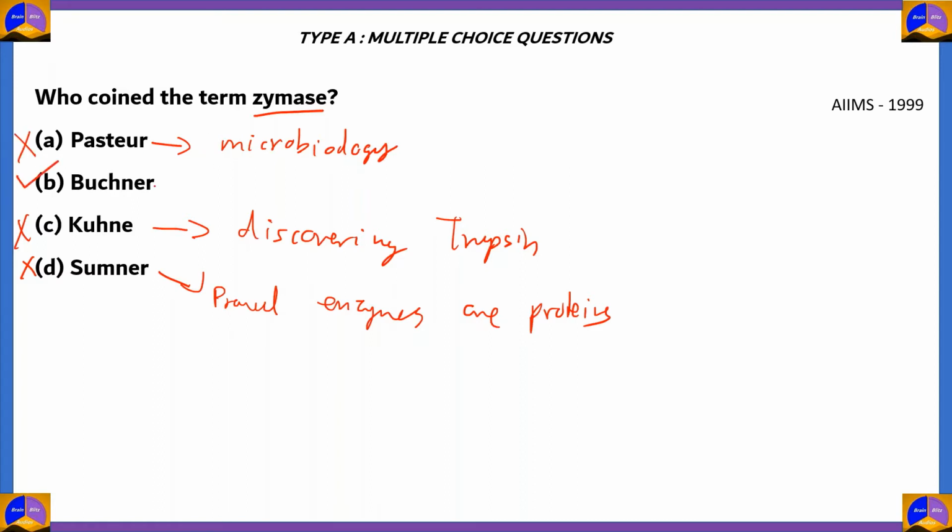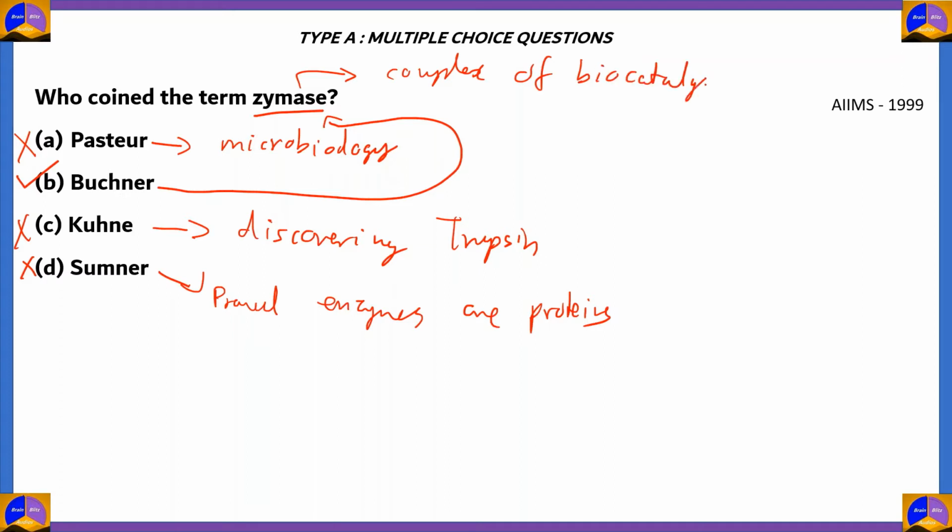The right answer is option B, Buchner. He used the term zymase to refer to a complex of biocatalysts. And he found these in yeast while undergoing alcoholic fermentation. So yeast, when undergoing alcoholic fermentation, gives out a complex of biocatalysts, which Buchner renamed as zymase.